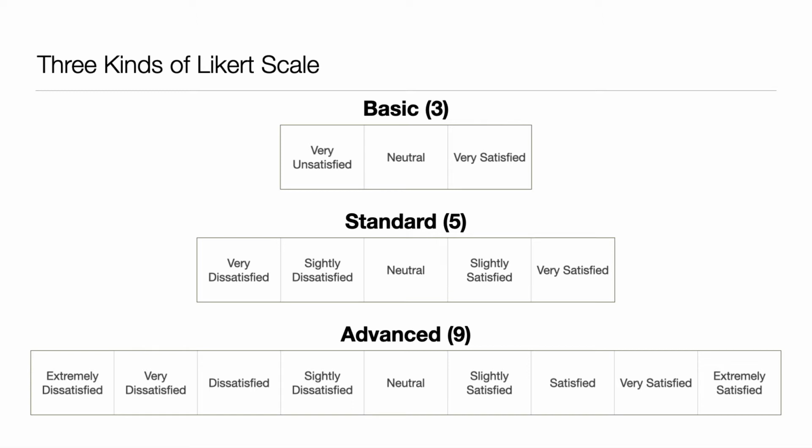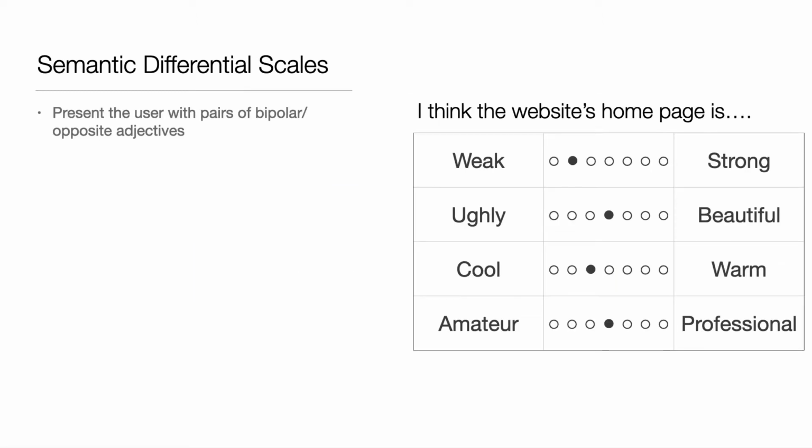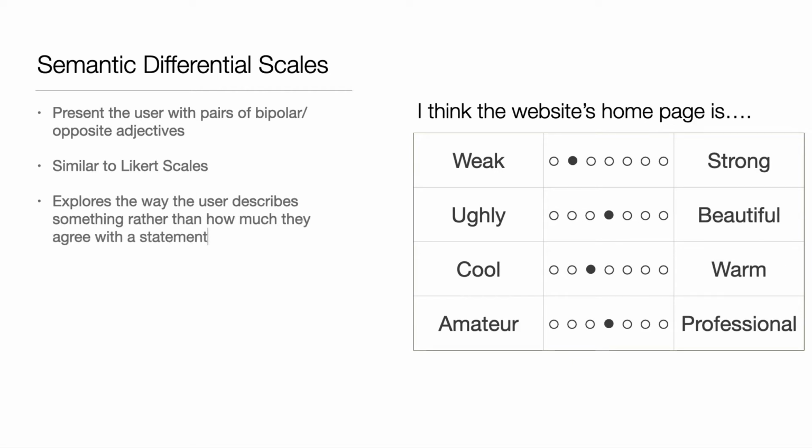A different way of taking things and turning emotions into numbers is through semantic differential scales. This is where you present the user with pairs of bipolar or opposite adjectives, and it gives a similar outcome to a Likert scale because it's exploring the way the user describes something rather than how much they agree with the statement. So, is the website homepage weak or is it strong? So this is all about the strength. The attractiveness is the ugly, beautiful. The excitement is the cool, warm. The level of excellence is the amateur, professional. So you've got a concept underlying everything.